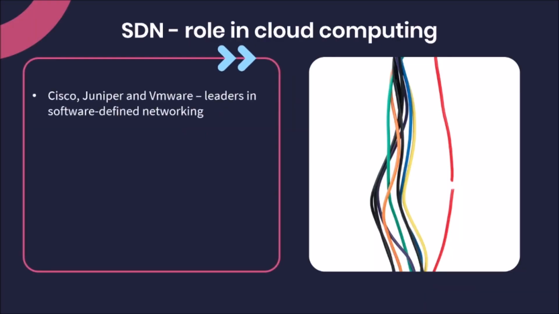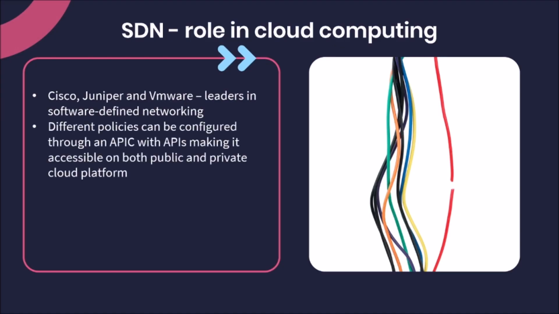Tech companies like Cisco, Juniper, and VMware have contributed greatly to software-defined networking, where different policies can be configured through an APIC, Application Policy Infrastructure Controller, with APIs making it accessible on both public and private cloud platforms. SDN's ability to separate hardware from data helps with link failure detection on an organization's network.